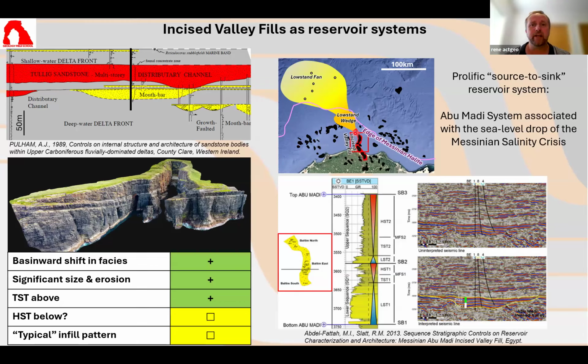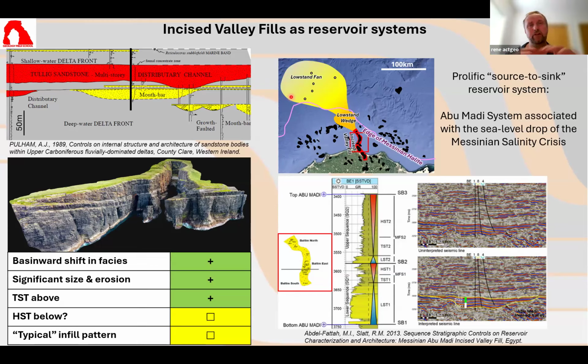So very prolific. What's cool here is it's also got a lowstand fan. So it's classic. It's got a lowstand fan that formed first and then it's backfilled into the incised valley. A lowstand fan obviously is a very good reservoir system as well, so no problem with reservoir. But unfortunately, there's no fields associated with that. Shell and Exxon drilled a number of wells here in the late 90s, early 2000s. Found plenty of reservoir, but really no hydrocarbons.